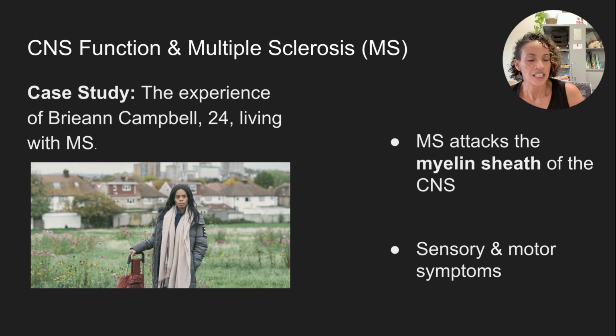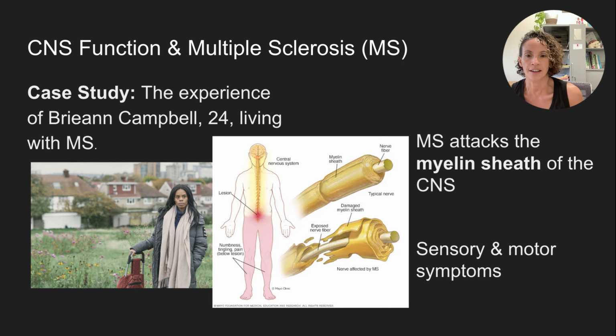Of course, the central nervous system is involved in both sensory and motor functions, right? Sensing the world around you as well as moving your body. And so MS will impact many of those functions depending on the person: numbness, tingling, lack of coordination, slurred speech, blurry vision, fatigue, etc.